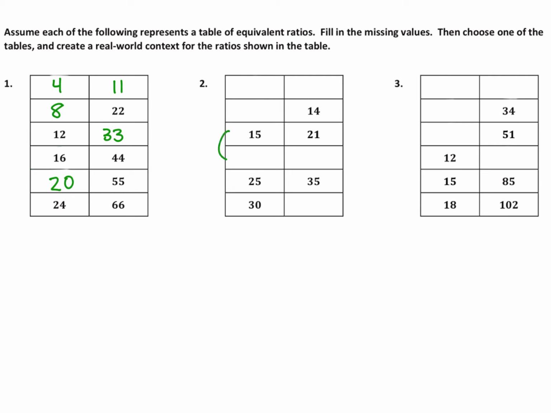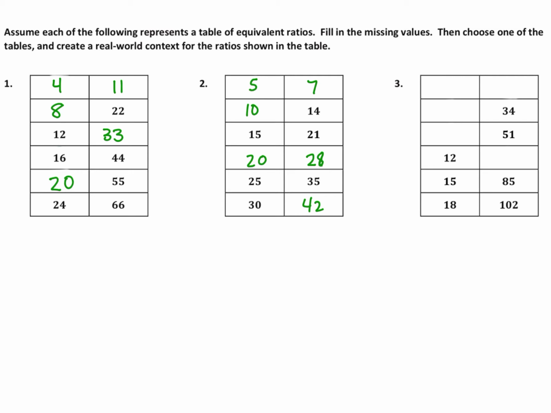Here I'm noticing that if we increased by 5, I would go 15, 20, 25, 30. And on this side, it looks like we're increasing by 7. 7, 14, 21, 28, 35, and then next we would have 42. If we work backwards here, we would have 10 and then a 5.